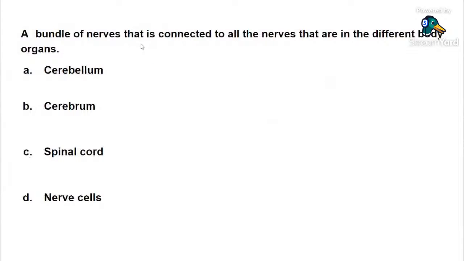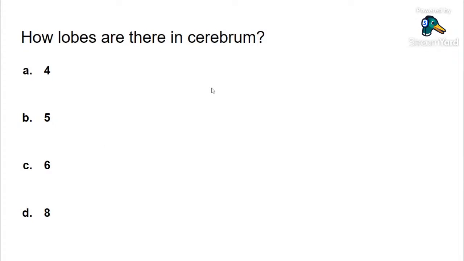Next, a bundle of nerves that is connected to all the nerves in different body organs. A bundle of nerves, that is the spinal cord. Next, wait a moment.